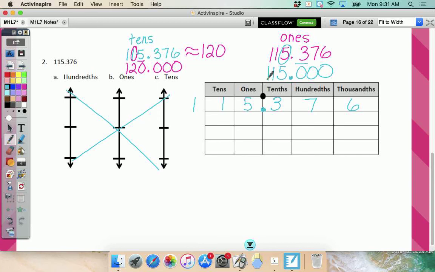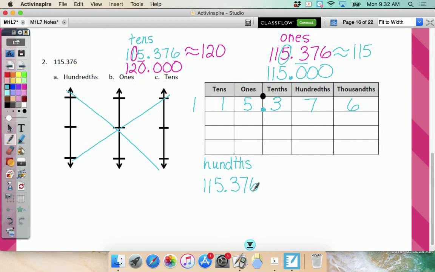So my answer here is what, boys and girls? 115. I think we'll put the hundredths place down here. Is that okay? All right. And I'm doing the abbreviation, hunds. Okay, rewrite the number, 115.376. You notice I'm writing pretty large, so I can see what I'm doing.